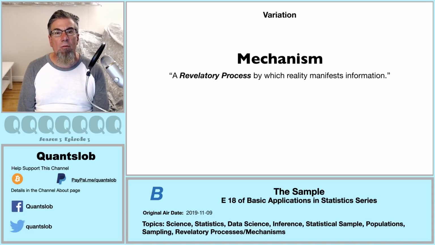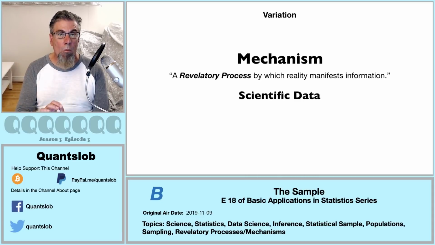The mechanism, the third member of our triad, can be thought of here as a revelatory process by which reality manifests information. And if we are interested in how the impression of scientific information, like a data set, is differentiated from something like personal impressions, this is where we need to look. We're right where we need to be.